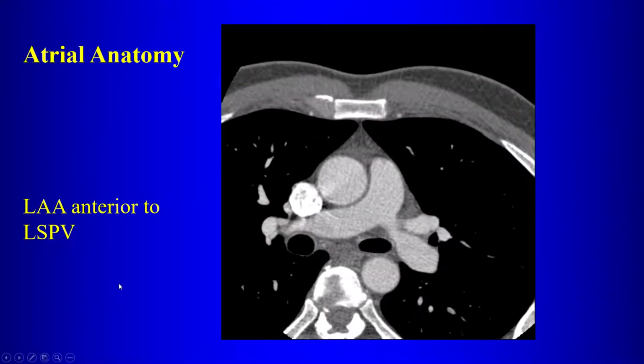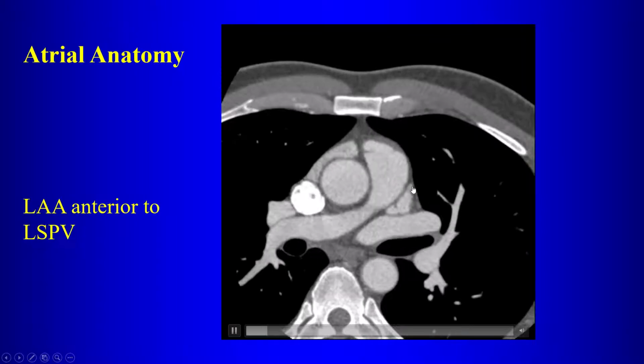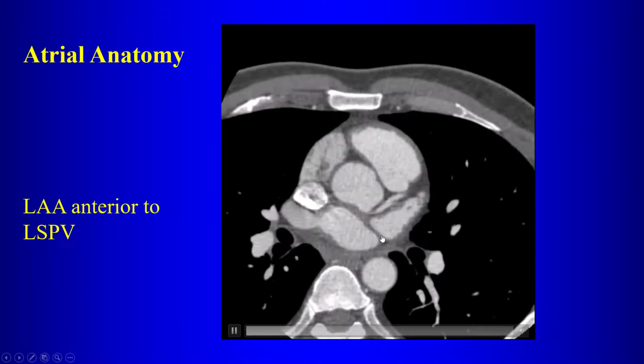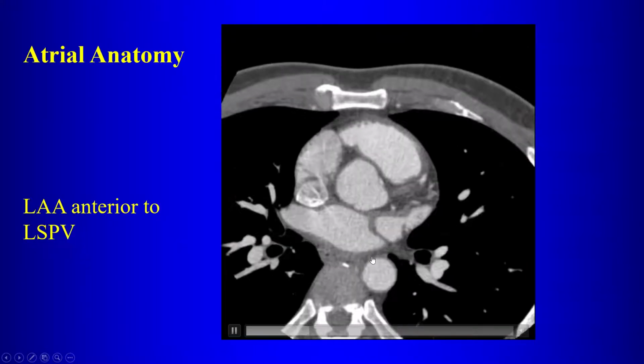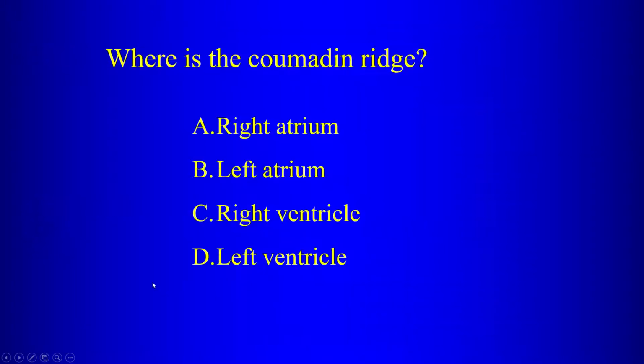Okay, now the left atrial appendage is anterior to the left superior pulmonary vein. So here is the left superior pulmonary vein as we follow that down in our series of axial views. And then here is the left atrial appendage, just anterior to the left superior pulmonary vein. And then here we will get into the ostium of the left atrial appendage into the remainder of the left atrium.